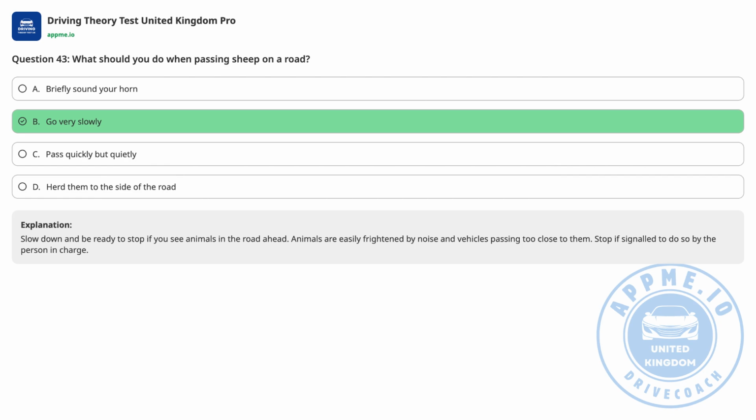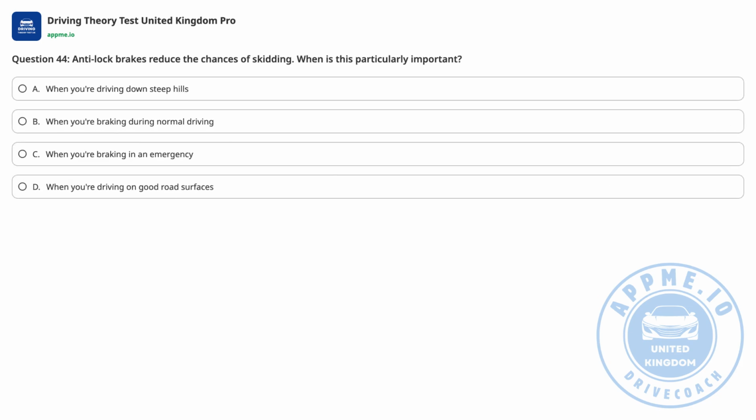The correct answer is B. Question 44. Anti-lock brakes reduce the chances of skidding. When is this particularly important? A. When you're driving down steep hills. B. When you're braking during normal driving. C. When you're braking in an emergency. D. When you're driving on good road surfaces.